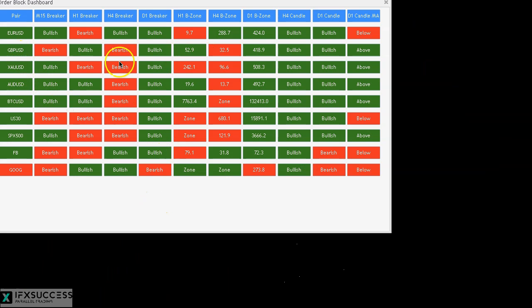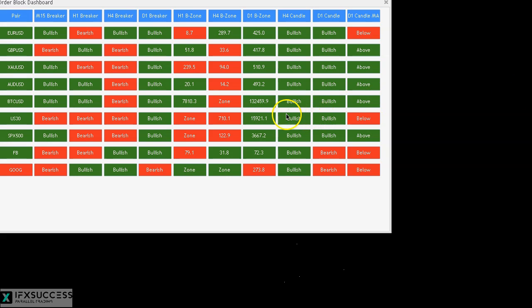Bitcoin is bearish under the 4-hour. We are in the zone. I'm waiting for a 15-minute bearish breaker to happen so I could sell. And let's say right at this moment, we get a bearish breaker. But if my 4-hour and daily candle are bullish, I am not going to enter that trade. I'm not going to enter. I am going to ignore it.